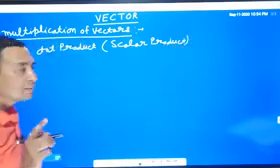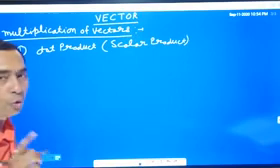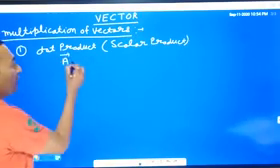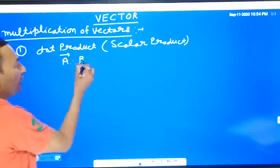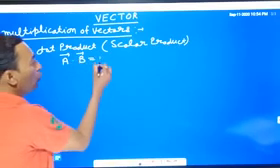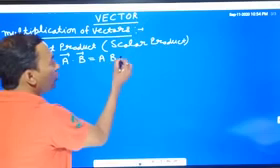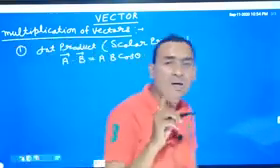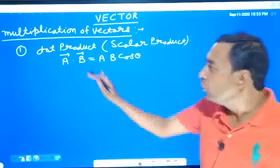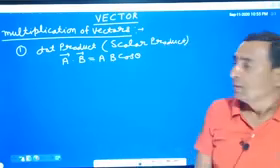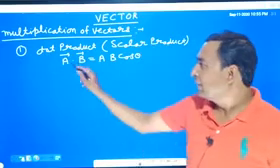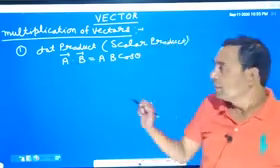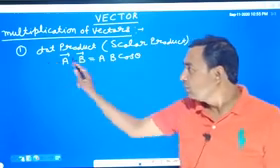Okay. What is the formula of dot product or scalar product? The formula is a vector dot b vector equal to a b cos theta. This is the formula for dot product. We have to learn this formula. a vector is the first vector, b vector is the second vector, and here we have to take the dot product of these two vectors.